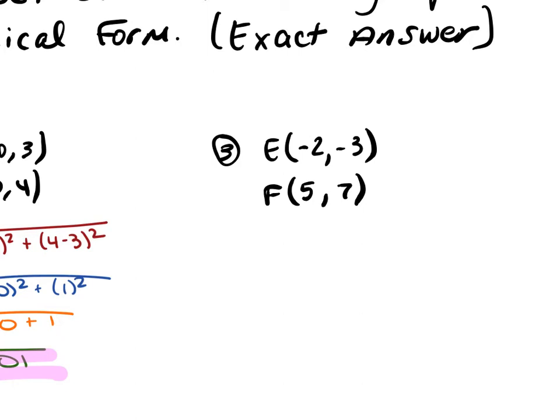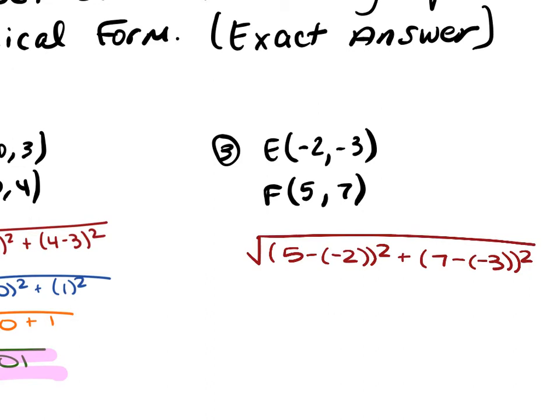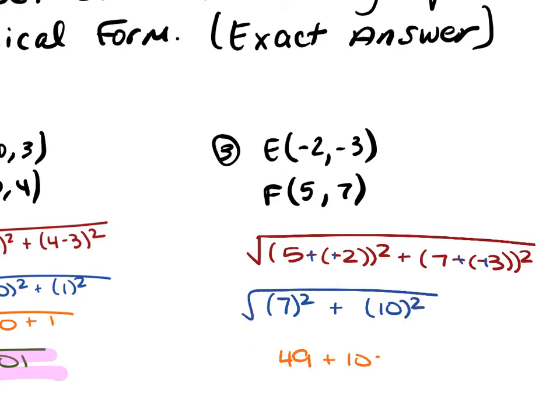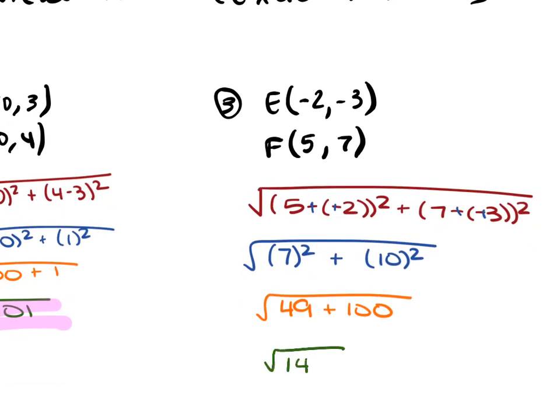For example 3, we have E, which is -2, -3, and F, which is 5, 7. So again, we're just going to plug it into our distance formula. So we're going to have 5 minus -2 squared plus 7 minus -3 squared. The 5 plus 2 gives us 7 squared. And then the 7 plus 3 gives us 10 squared. The 7 squared is 49. 10 squared is 100. So it's the square root of 49 plus 100, which is the square root of 149.